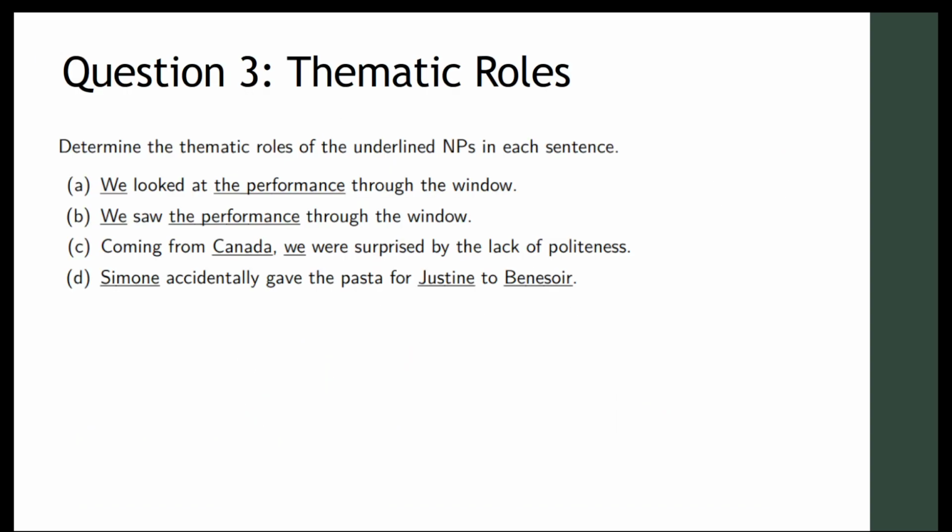So the third question is about thematic roles. So this is something we looked at on Wednesday. So this is where we take a look at our verbs and we check to see what types of words or what types of roles each of the noun phrases acts as.